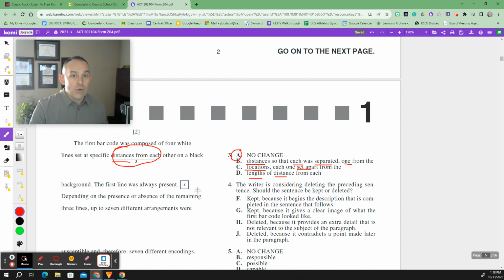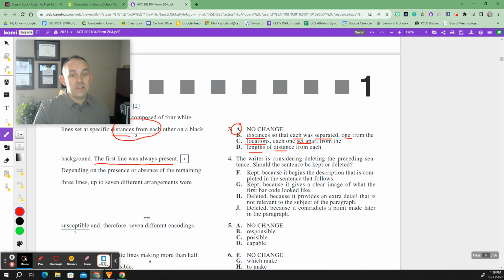4 is a boxed question, and this one happens to be about the preceding sentence, the sentence that comes before it. Anytime I've got a question like this, I want to read before and after, and you'll see why. The first barcode was composed of 4 white lines set at specific distances from each other on a black background. The first line was always present. Depending on the presence or absence of the remaining 3 lines, up to 7 different arrangements were susceptible.